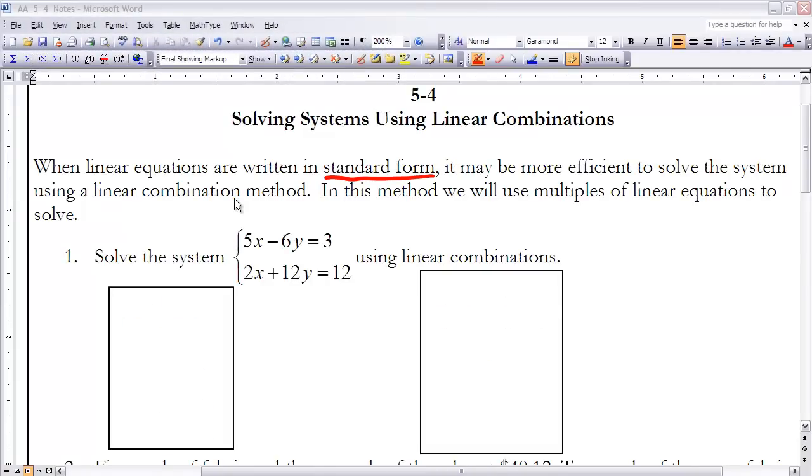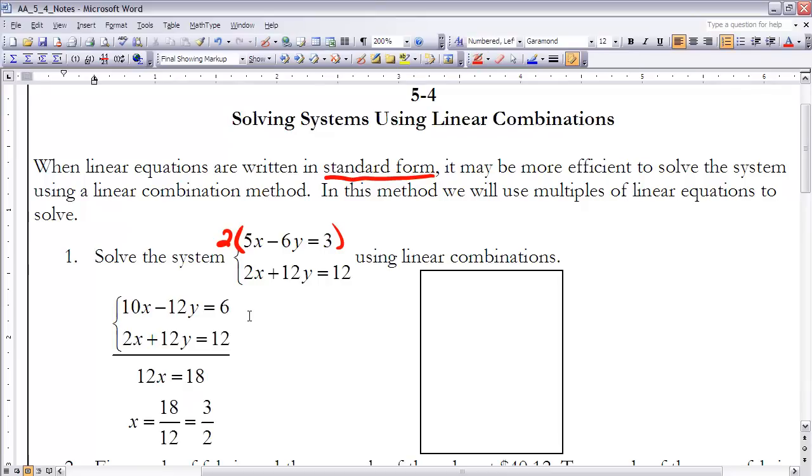Let's take a look at example 1. It says solve the system 5x minus 6y equals 3 and 2x plus 12y equals 12 using linear combinations. I want to take multiples of these equations such that one of the variables, when I add the two equations together, would be eliminated. I have a negative 6y here and a positive 12y here. So if I multiplied this top equation through by 2, both sides, I would end up with a negative 12y, and when I add it to this positive 12y, my y's are going to eliminate. One of the keys to the linear combination method is that we're always looking for a way to eliminate one of the variables.